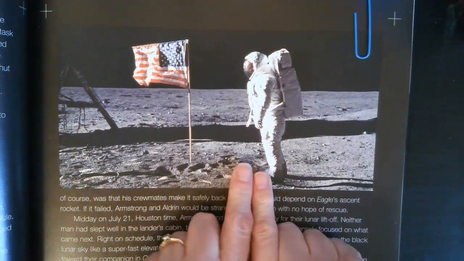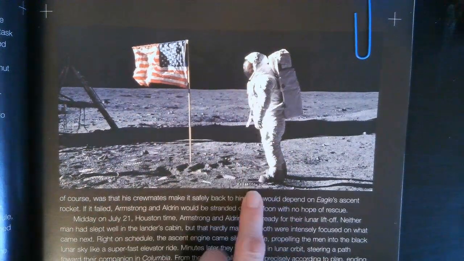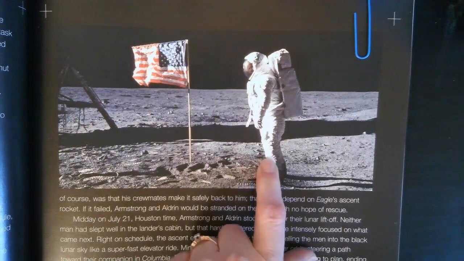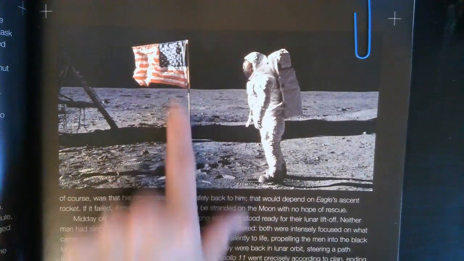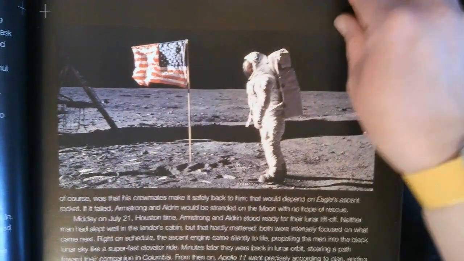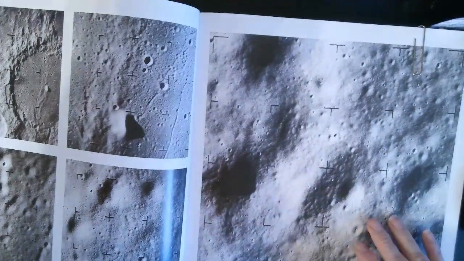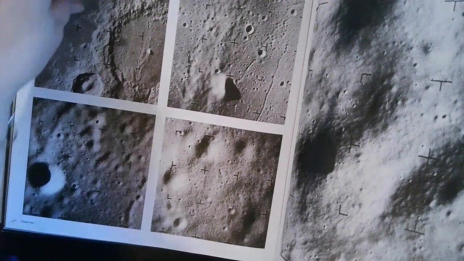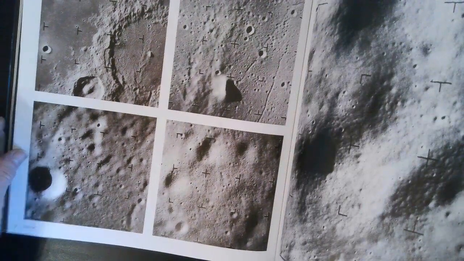He's the first human on the moon. So this is the actual moon. This is the space suit that they wore, and they had put an American flag on it. Then, let's see if I can get it a little bit bigger. Okay. These are pictures that were taken, I think, by one of the space probes.